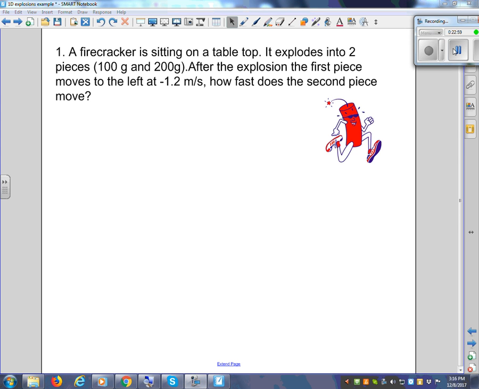Anyways, as much as I love to debate the merits of science fairs, a firecracker is sitting on a tabletop. Right away, you realize it's at rest. It explodes into two pieces because it's a lousy firecracker. One is 100 grams, the other is 200. After the explosion, the first piece moves to the left at minus 1.2. How fast does the second piece move?